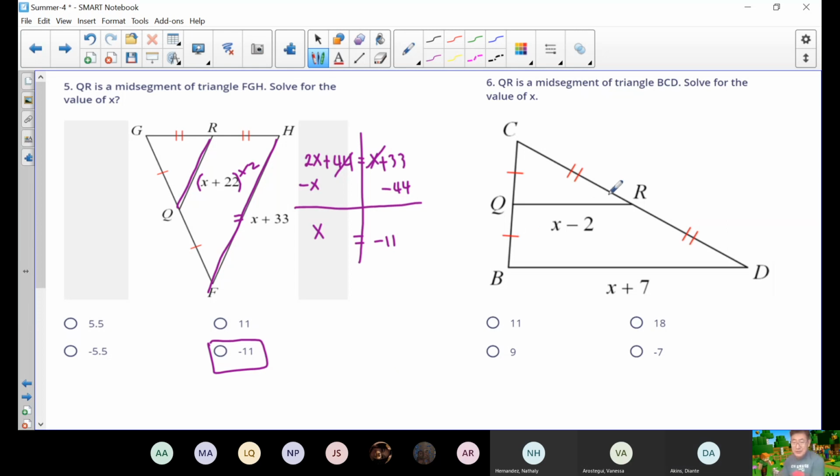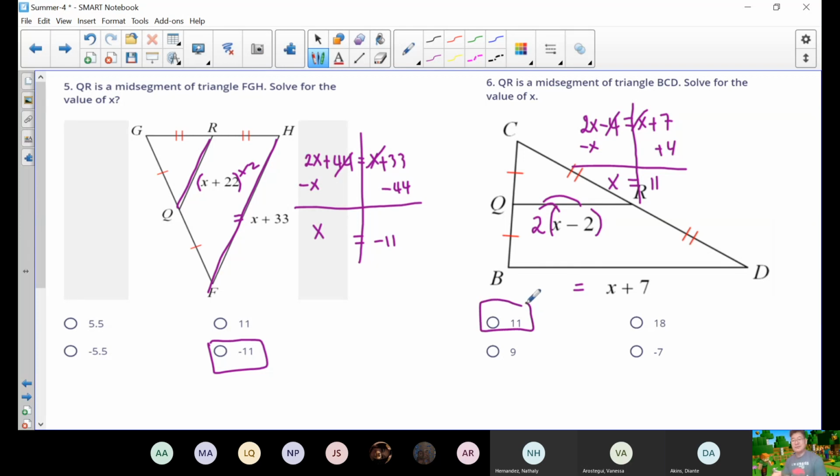So the next question is the same thing, right? This one is half of this, which is you multiply by 2 and it's equal to this. So I'm going to do this. 2x minus 4 equals x plus 7. So I cross out this, negative x. Cross out this, plus 4. Let's calculate. This one is x equal. This one is 11. So the answer is what? 11.